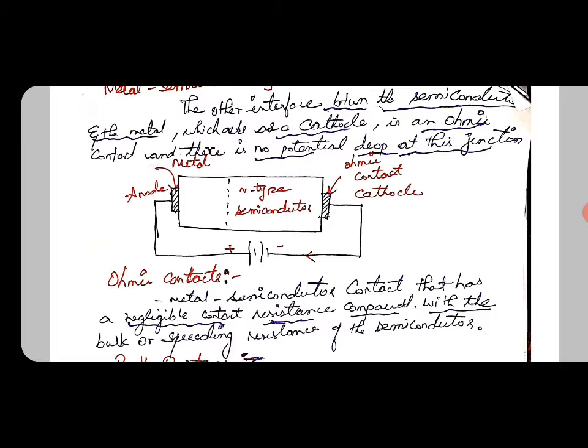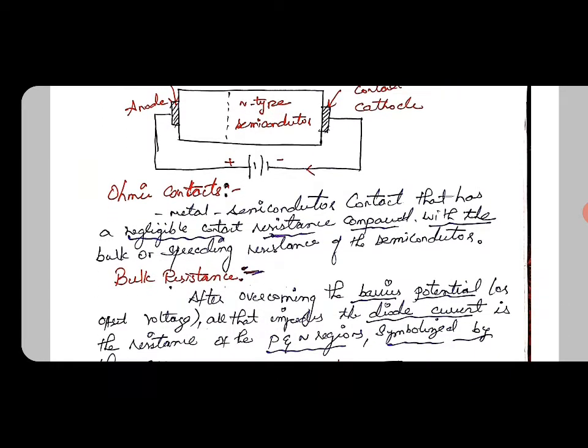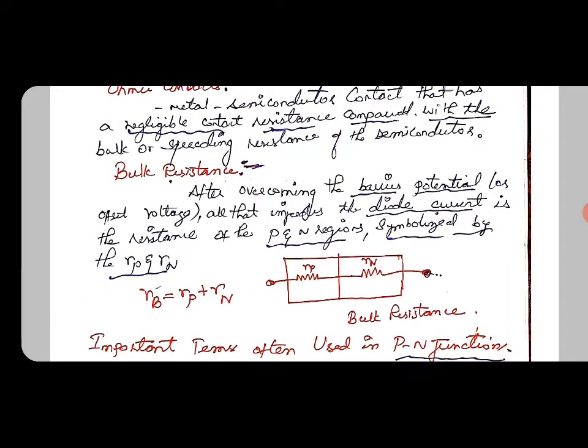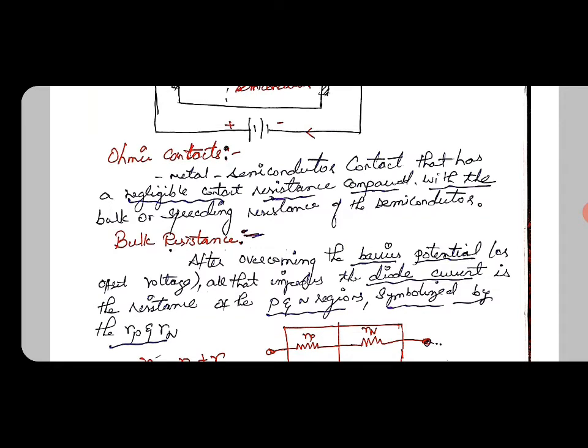Here there will be an anode and a cathode, then an ohmic contact, then metal, and then an n-type semiconductor. The anode is connected to the positive terminal and the cathode is connected to the negative terminal. An ohmic contact is a metal semiconductor contact that has a negligible contact resistance compared with the bulk or spreading resistance of the semiconductor. This is termed an ohmic contact.